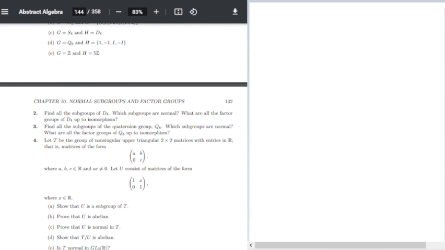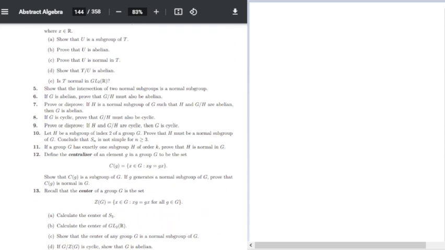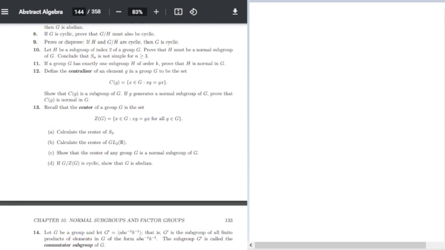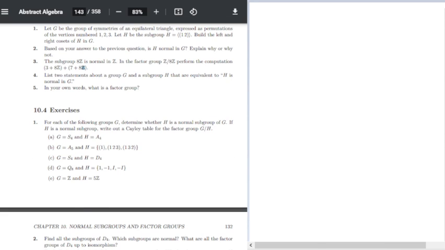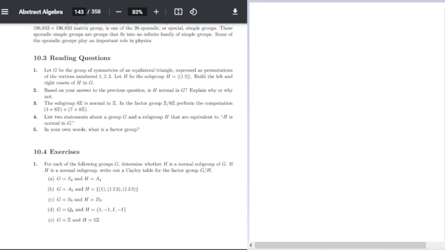Actually, I'm going to quickly look ahead. All right, then I guess, you know what? Screw it. If they're not going to prove it, then I will. So we're going to prove that Z over nZ is isomorphic to Z mod n.